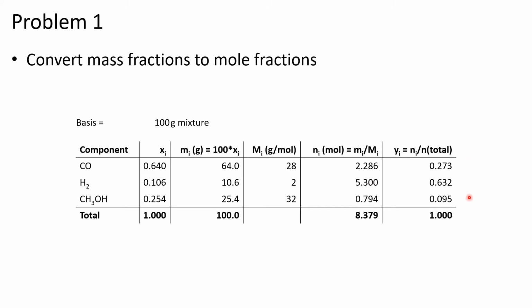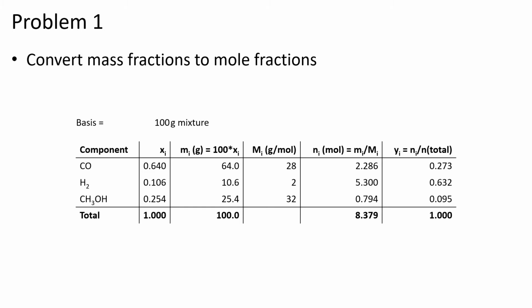The mole fraction is just given by taking the moles of each. So for instance, for CO, 2.286 divided by 8.379, which yields 0.273. We do the same thing for hydrogen and methanol. Take the moles, for instance, 5.3 for hydrogen divided by 8.379 to get the mole fraction. And do the same thing for methanol. Get the values you see here. A real easy way to check our work is just to sum these up. They should add up to 1. And fortunately, they do.